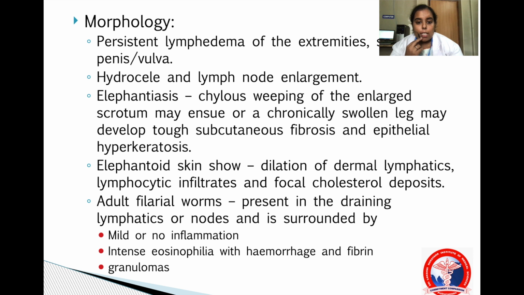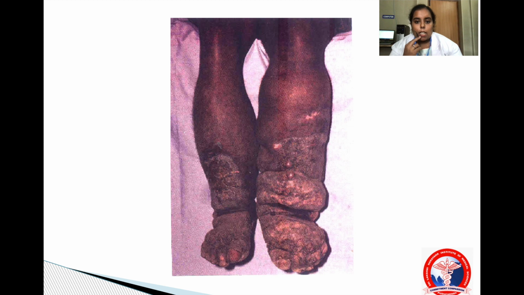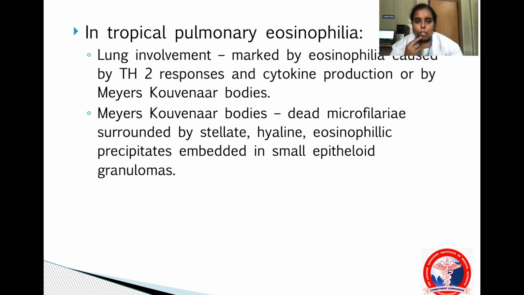The elephantoid skin shows dilatation of dermal lymphatics, lymphocytic infiltrate and focal cholesterol deposits. Adult filarial worms are present in the draining lymphatics and node and are surrounded by some inflammation, intense eosinophilia, hemorrhage and fibrin and granulomas. This is a clinical photo of a patient with elephantiasis.